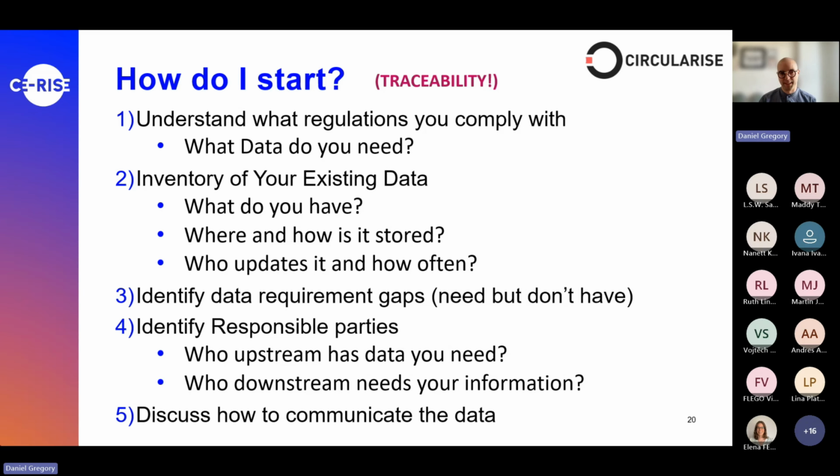And then at the end of that, you need to figure out how you want to communicate that data. Do you want to create this DPP and pass it along as that digital product passport, or do you want to try and pass it along as maybe PDFs work for you? Maybe there's a way that you can share it in different ways. I would highly recommend a DPP.